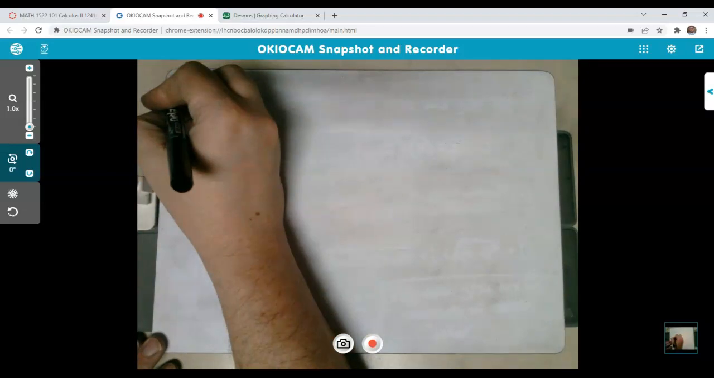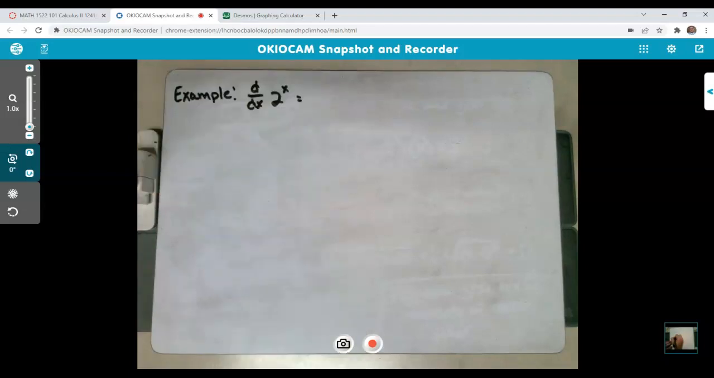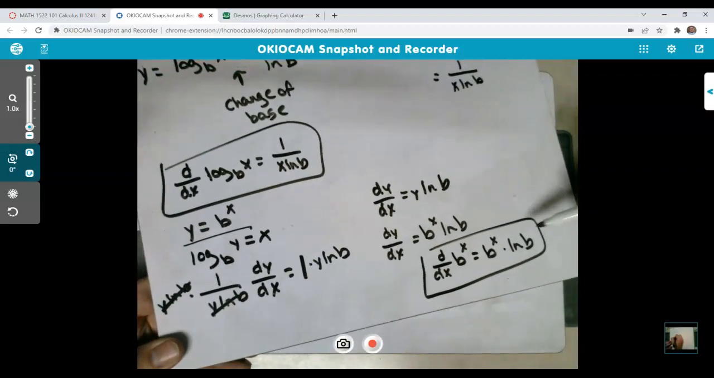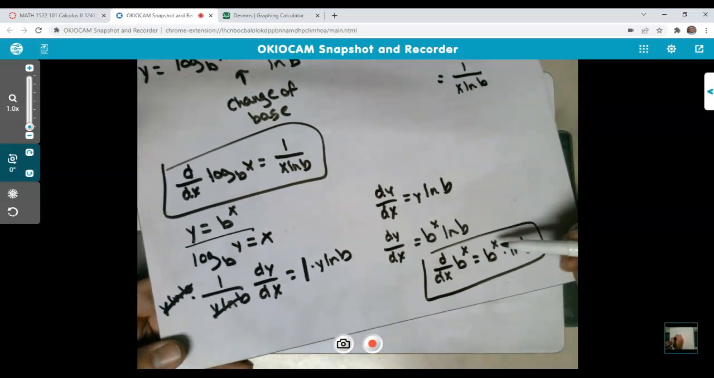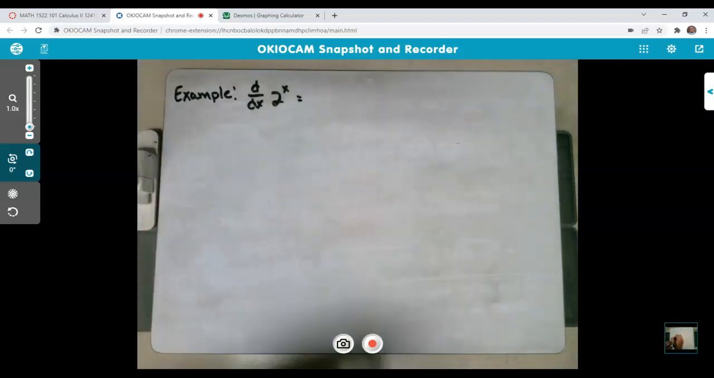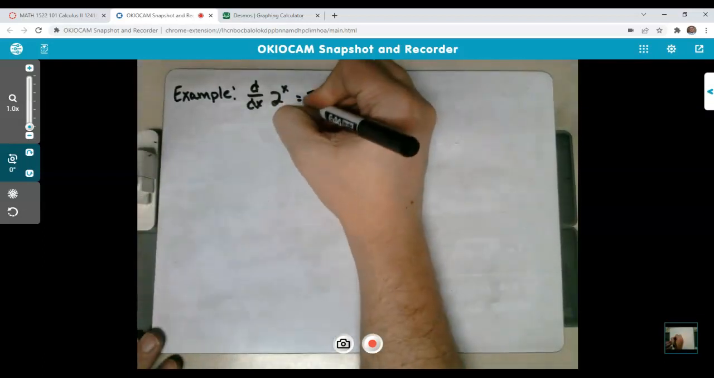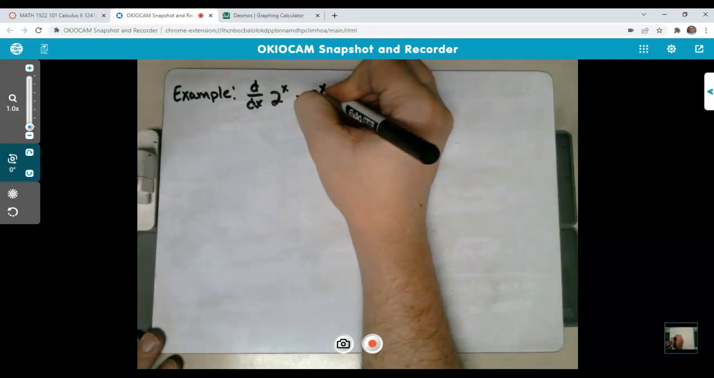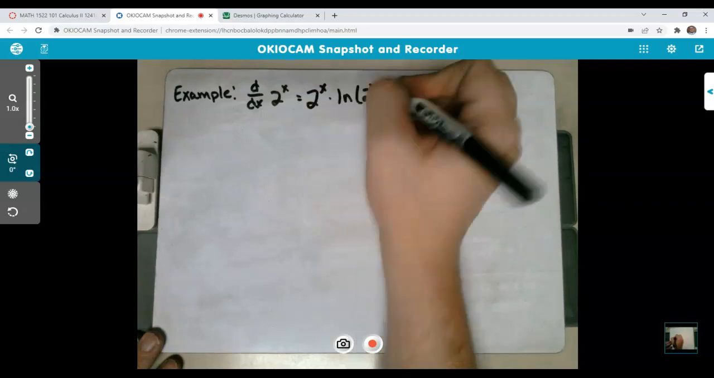Example. Let's find the derivative of 2 to the x. Okay. Well, this is just a base raised to the x, which is this rule we just did. And as we saw, what I'm going to get then is the same base raised to x times the natural log of that base. That's it. Easy enough.